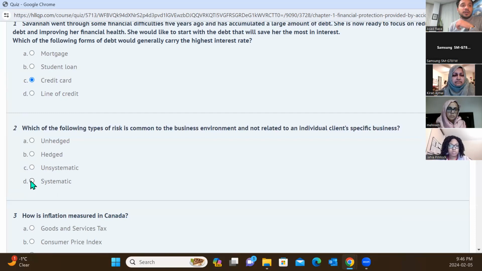I'm not really sure about it, but we will see if we go wrong. At the end, we'll find out what all of that means. So I feel like hedged and unhedged is when you individually do something, invest, take a gamble. Unsystematic, not sure. I feel like systematic should be the answer. Let's see.